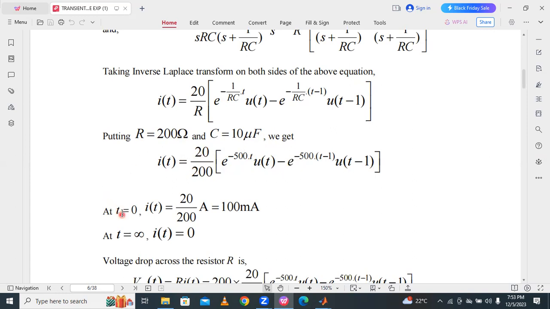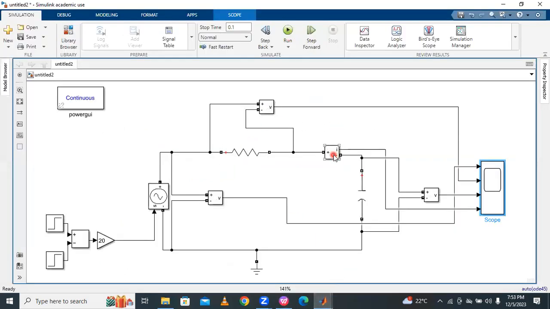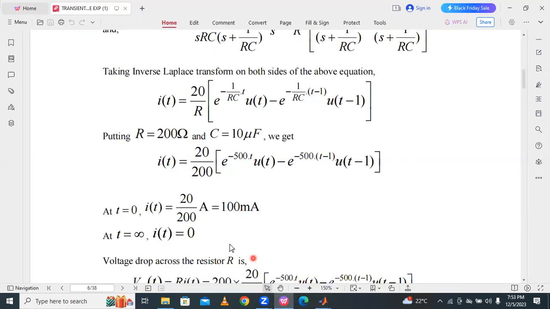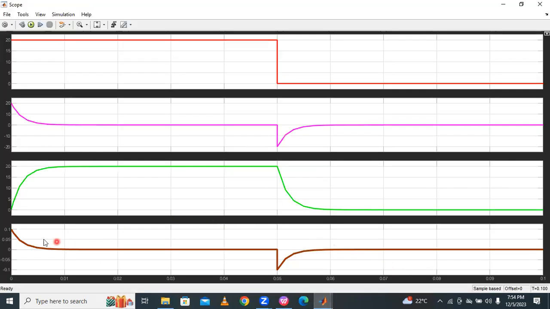And then at time t is equal to 0, what is the voltage, what is the current? I of t is equal to 20 divided by 200, that is 100 milliamps, nothing but 0.1. So the current starts from what value? 0.1 amps, and it is exponentially decreasing. At t is equal to infinity, I of t is equal to 0, that is, at the steady state condition the current is equal to 0. At the starting condition, the current is 0.1 amps. So from 0.1 onwards it is decreasing in this fashion. Here 0.1 and then it decreases in this way. Exponentially decreasing, and the current is equal to 0 at t is equal to infinity.